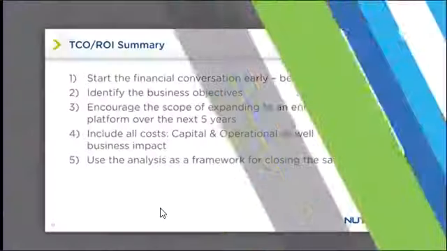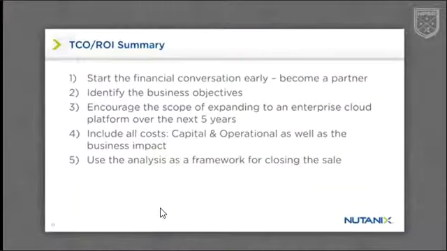In summary, make sure to start the financial conversation early. Use the TCO ROI analysis as an opportunity to become a partner of the customer rather than just a rep asking for a PO. Be sure to identify the business objectives behind the project. Encourage the customer to expand the scope. Get them to look at a 5-year period. Get them to think about what would it look like if they migrated to enterprise cloud for all workloads, for all use cases over the 5-year period. What would it look like if they started migrating to AHV as their ELA expired, and so on.